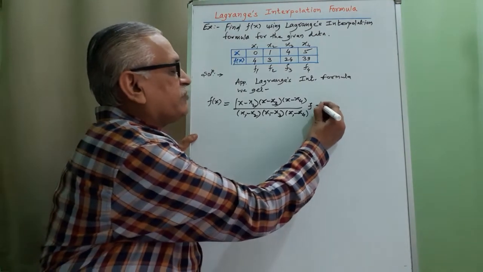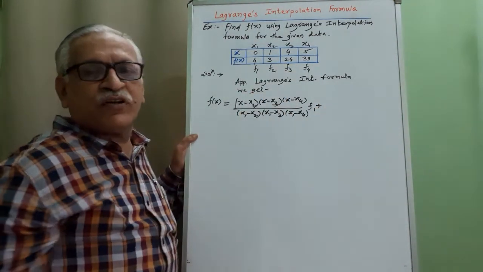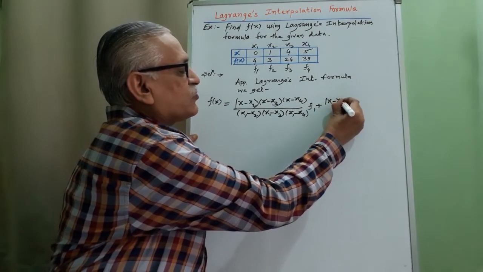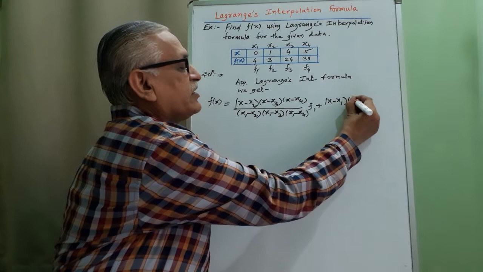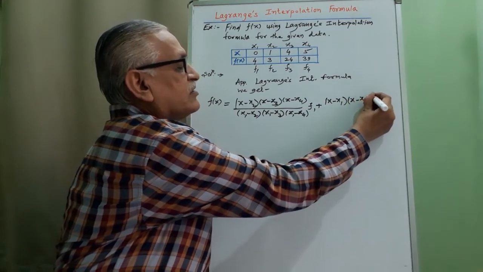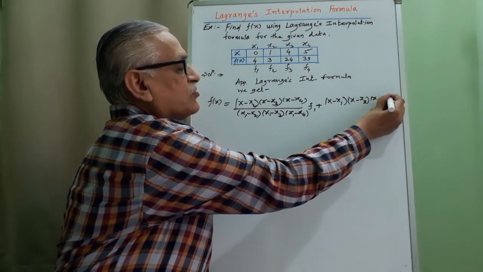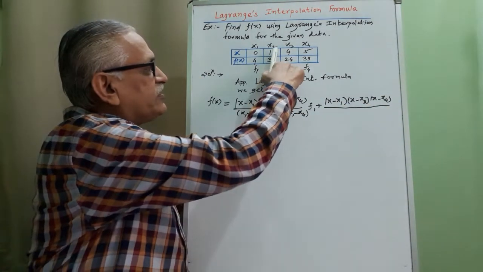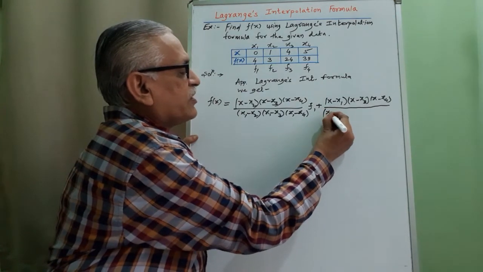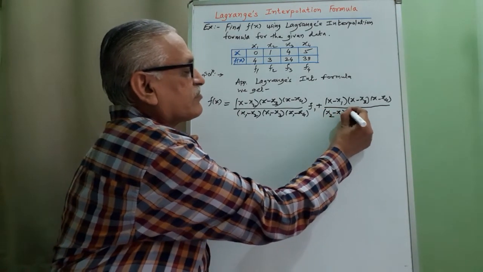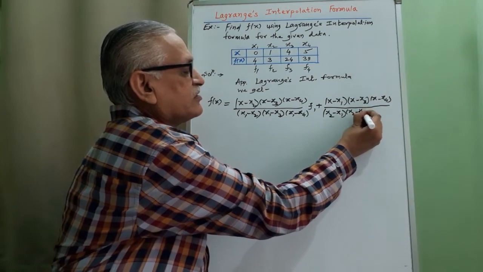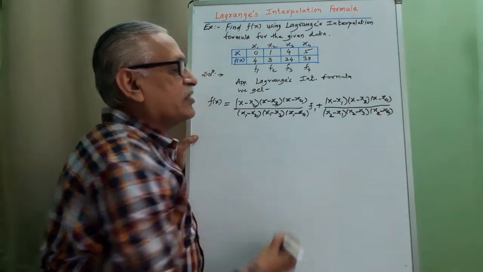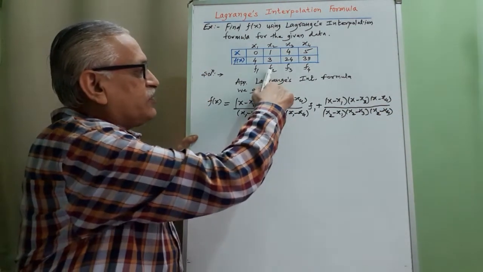Plus, the second time we neglect the second point x2 and write the product for the remaining as x minus x1, x minus x3, x minus x4, whole divided by the neglected point. The neglected point is here x2. Therefore, x2 minus x1, x2 minus x3, x2 minus x4, into the corresponding value of the function f2.